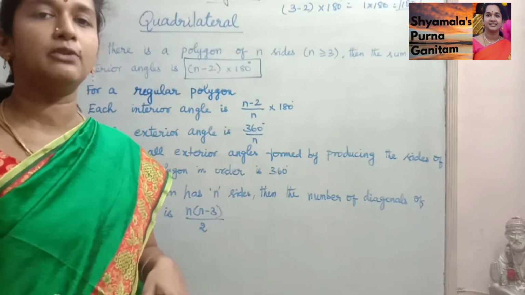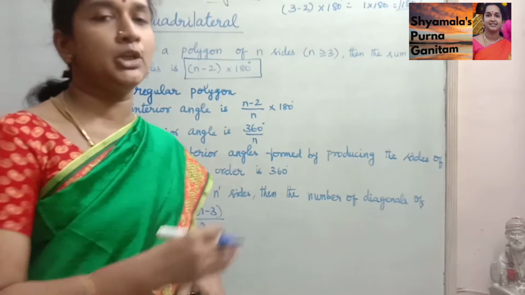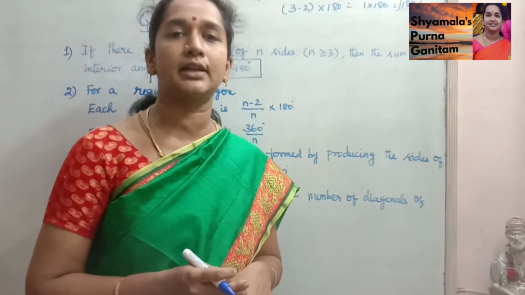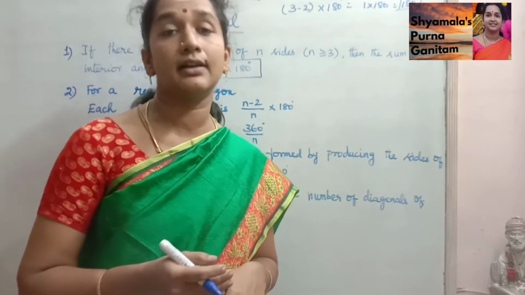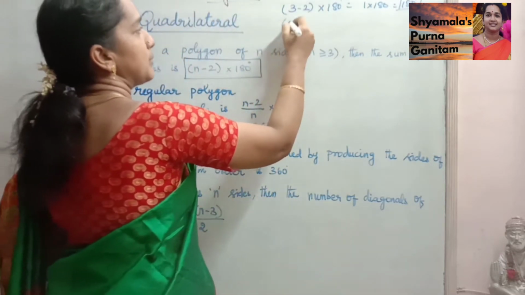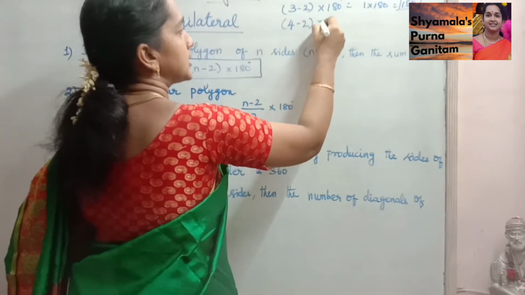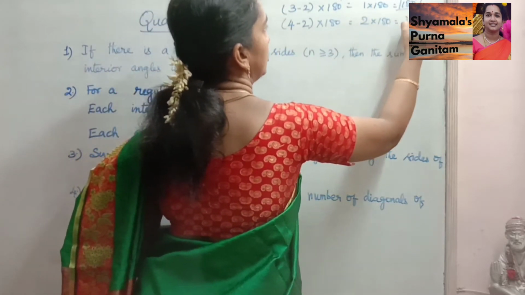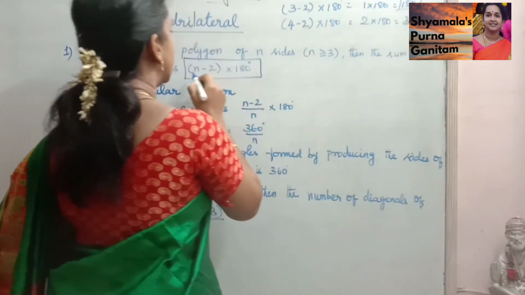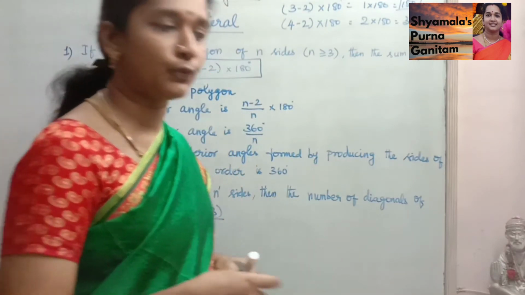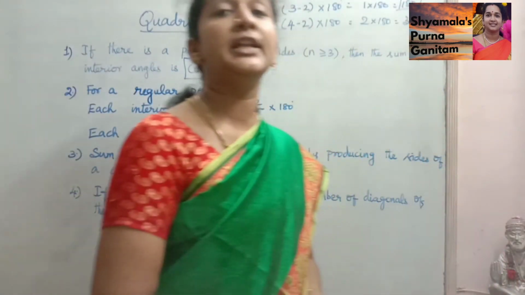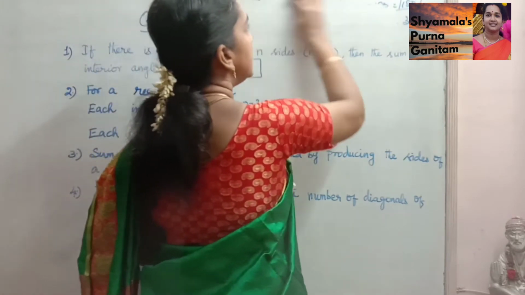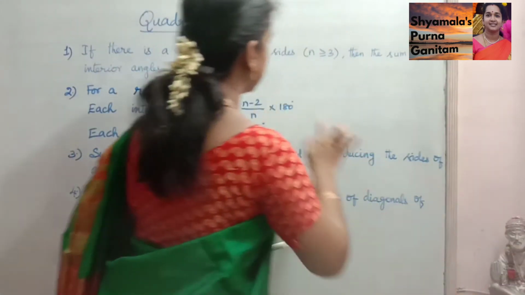In the same way, for a quadrilateral, we know that the angle sum property is 360 degrees. For that, the number of sides is 4, so 4 minus 2 into 180. We get 2 into 180, which is equal to 360. So this is the general formula to find the sum of interior angles in any polygon.